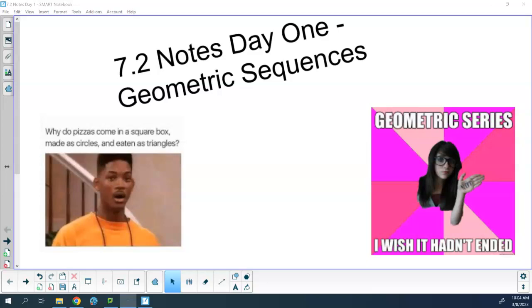Wednesday then will be infinite geometric sequences and series. We really only need one class for that. Thursday will be a review. Friday the 17th will be your sequences and series test. Okay? All right? So that is the plan.